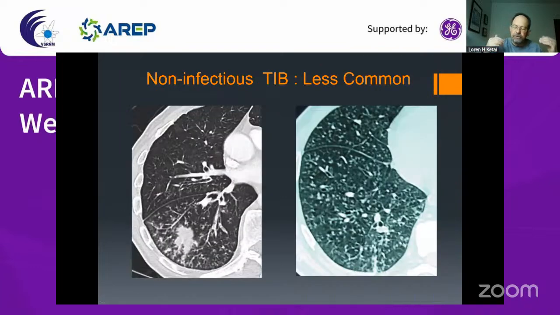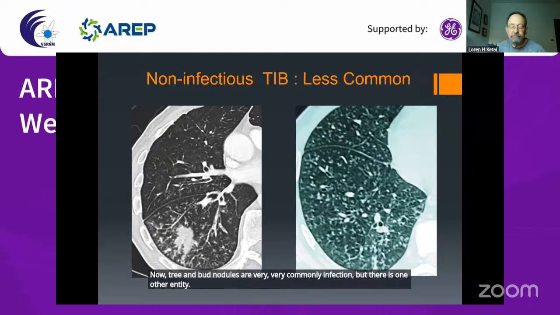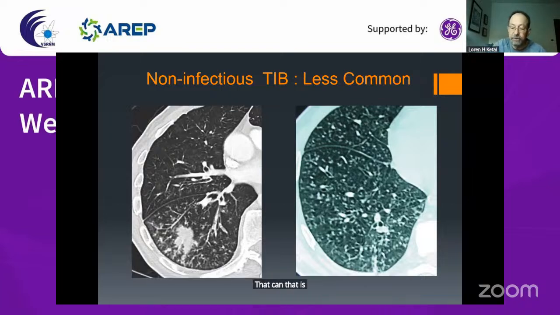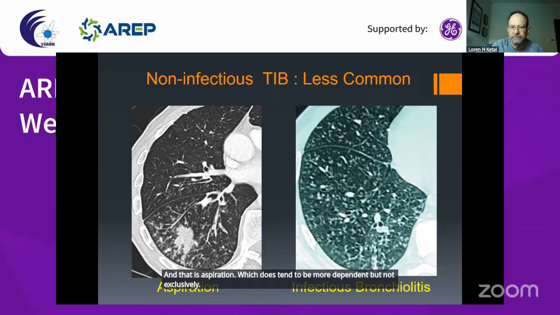Now, tree and bud nodules are very, very commonly infection, but there is one other entity that is common that can cause a similar appearance, and that is aspiration, which does tend to be more dependent, but not exclusively. Okay.